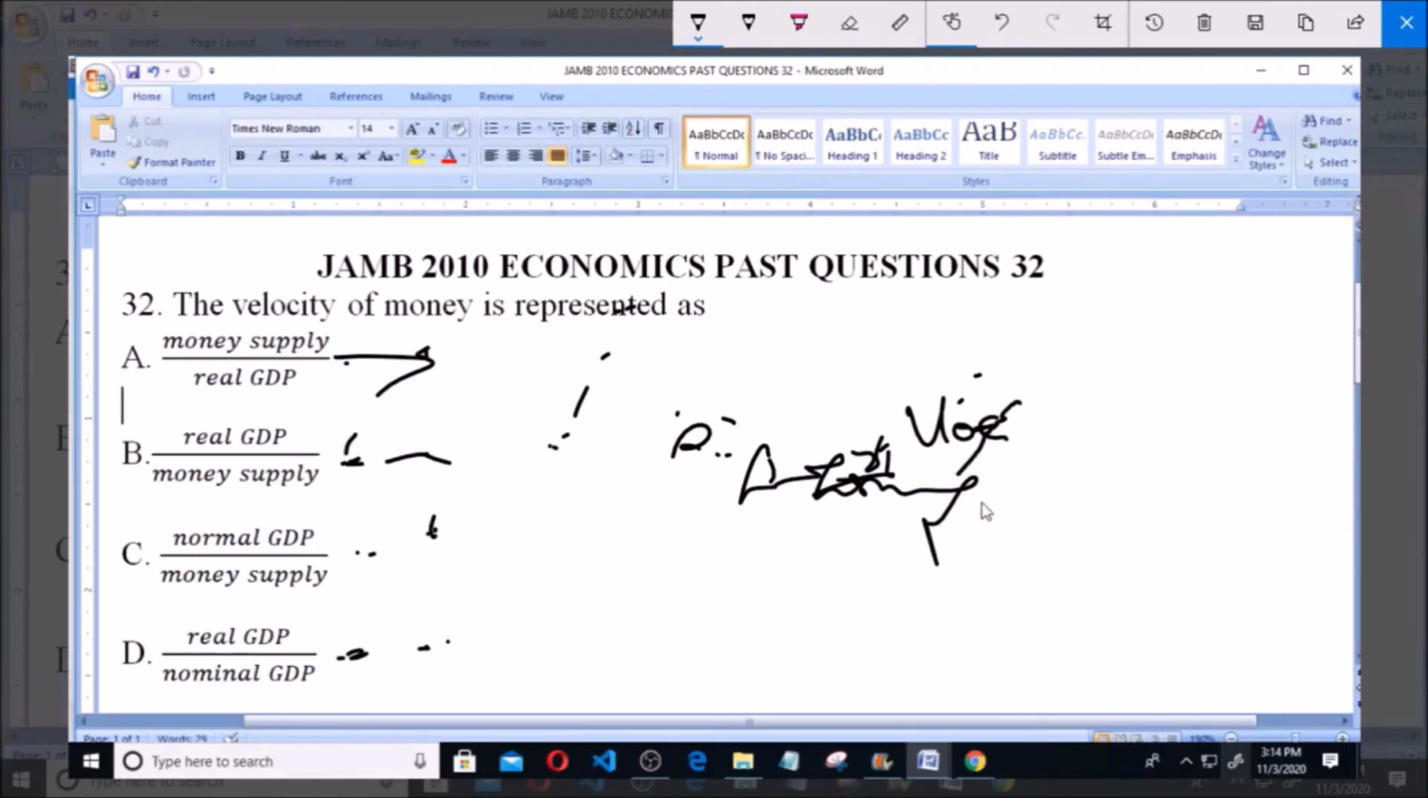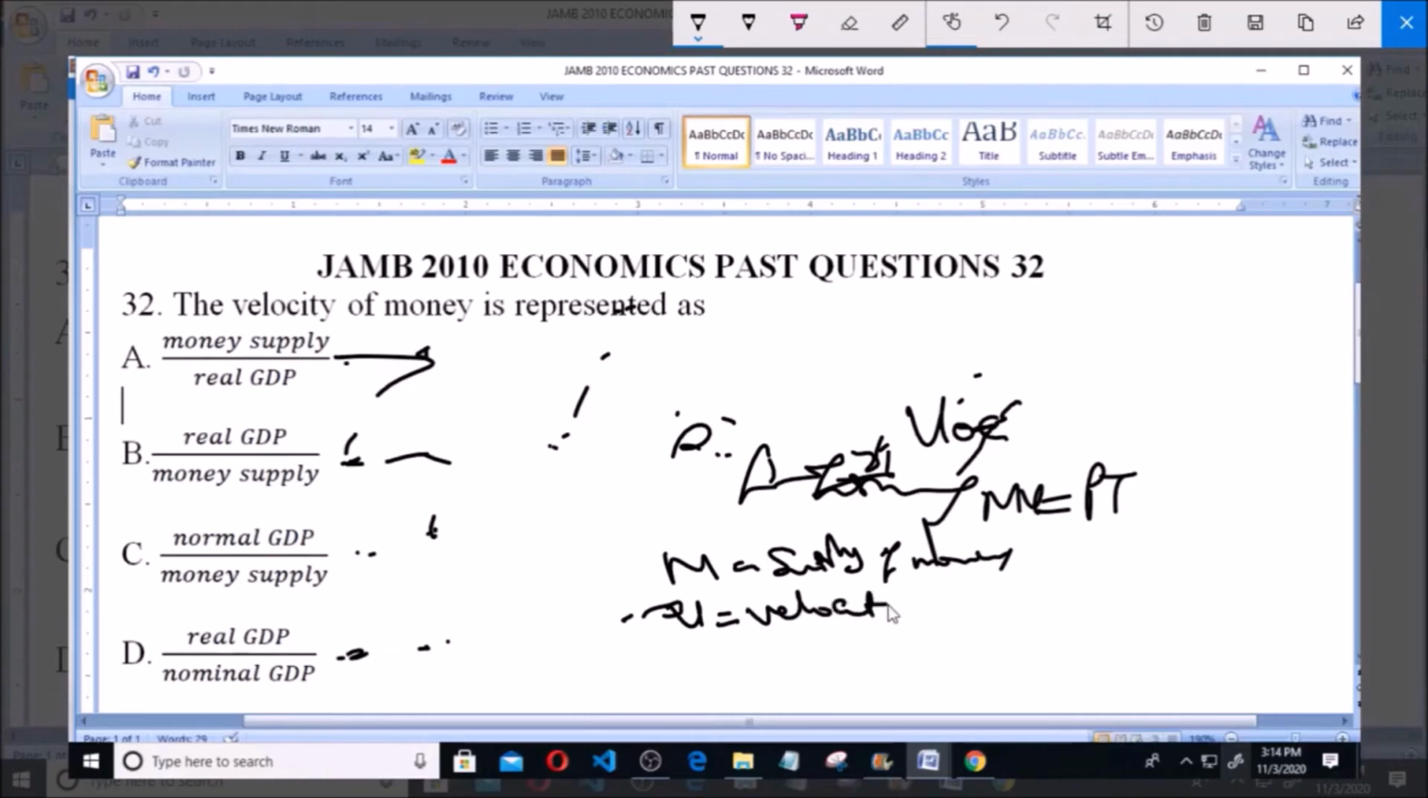It is expressed in what is known as the quantity equation of exchange and represented by the equation MV equals PT, where M is the supply of money, V is the velocity of circulation of money, P is the price level, and T is the quantity of goods.